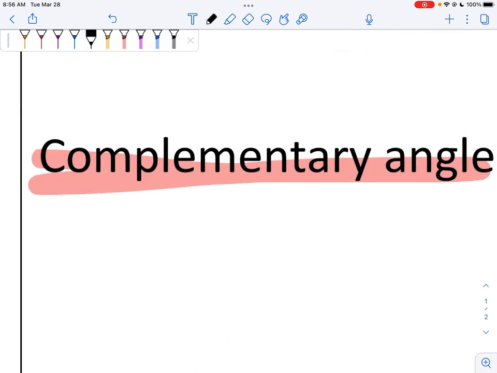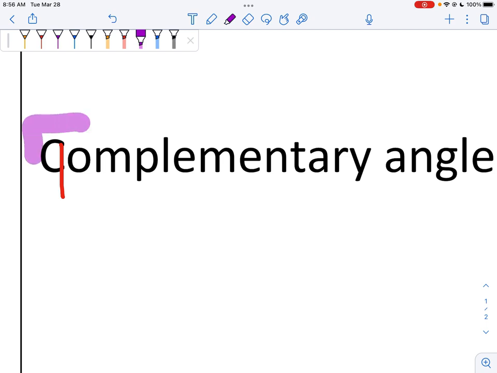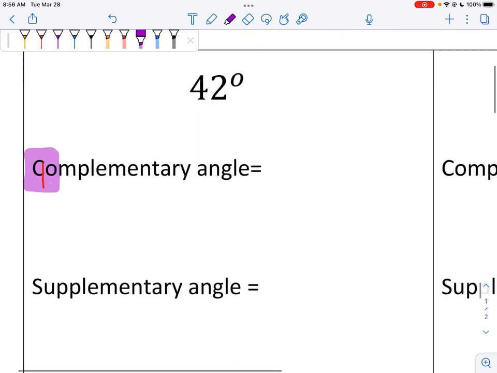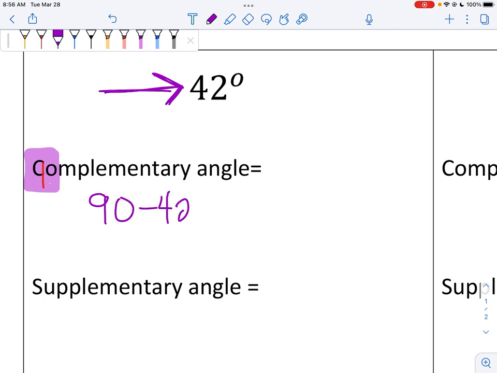You might remember from class today that I said you could draw a line down in the C. And then this number in front kind of looks like the number 90, right? That's a reminder that we have to make 90 degrees. So we're going to use this number on top, 42, right? We have to make 90, so we're going to say 90 degrees take away 42 degrees equals X, or if we wanted to, we could call it equals C. That would be the complementary angle.